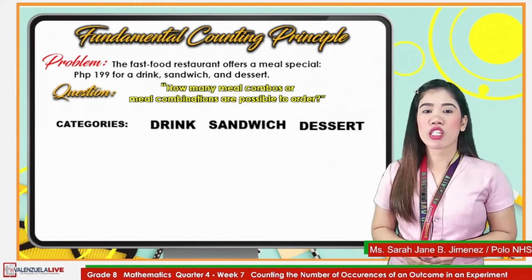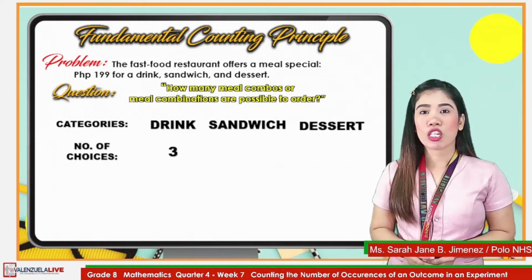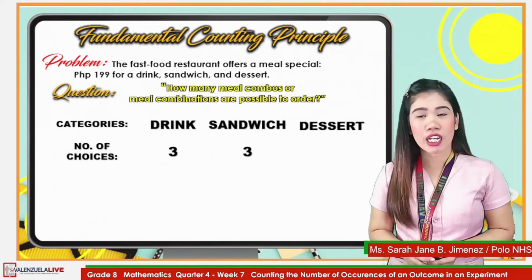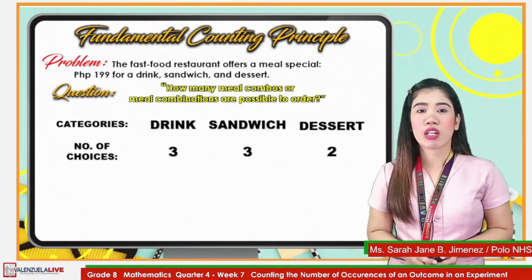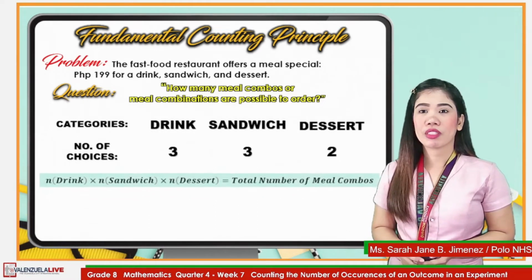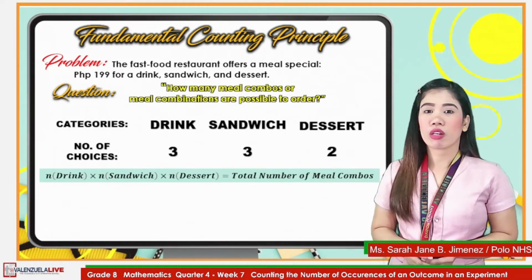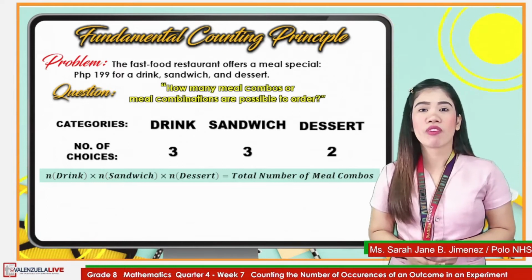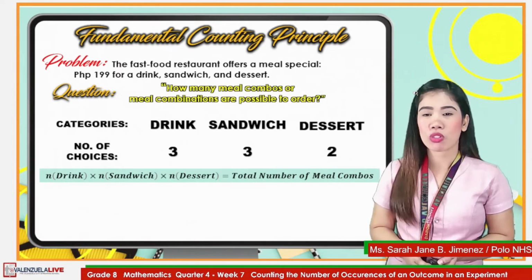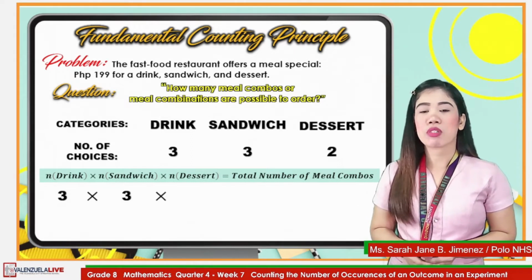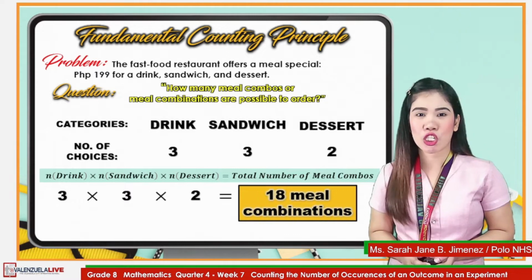The number of choices for a drink is 3. For sandwich, we have 3. And for a dessert, we have 2. Using the fundamental counting principle, we have the number of outcomes for drink times the number of outcomes for sandwich times the number of outcomes for dessert equals the total number of meal combos. We have 3 times 3 times 2 or a total of 18 meal combinations.